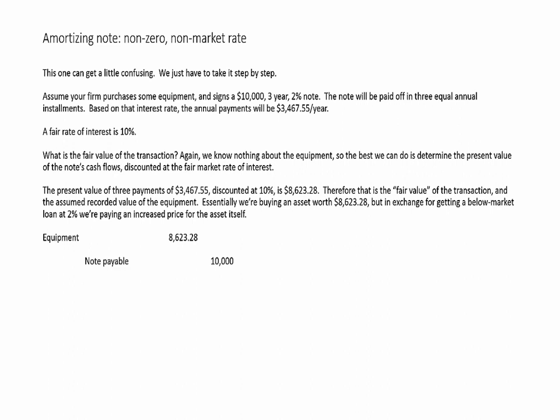The note payable, as before, goes in at face value. Again, we've signed an IOU, a promissory note for $10,000. The difference will be the discount on note payable.